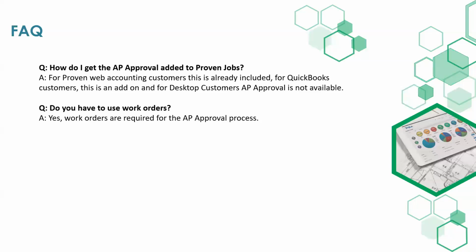And finally, just a couple of questions we often receive regarding AP approval. How do I get the AP approval added to Proven Jobs? For Proven Web Accounting customers, this is already included. For QuickBooks customers, this is an add-on. And for desktop customers, AP approval is not available. And then another question we often get is, are work orders required? And yes, work orders are required for the AP approval process.